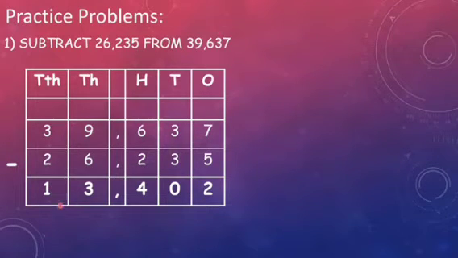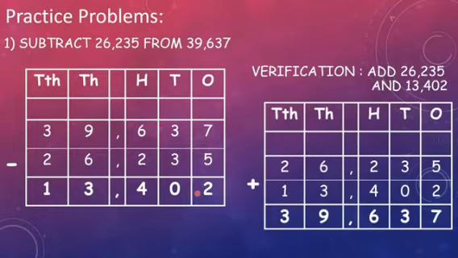Now, after completing this, what is the guarantee that whatever I have calculated, that is 13,402, the difference here, is right? What is the guarantee that the answer I've got is correct? Now to check or to verify, we need to add this 26,235, which is the subtrahend, and the difference 13,402. I have placed the same numbers in the place value chart so that it is easier for you to calculate. It's always better you also write the same way.